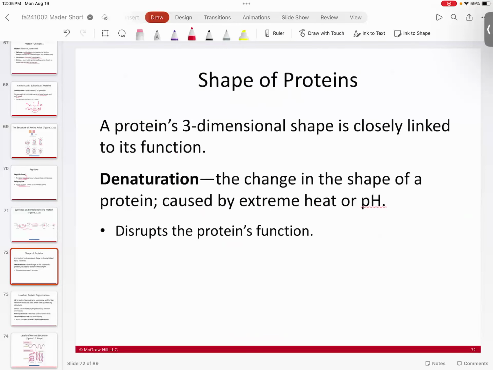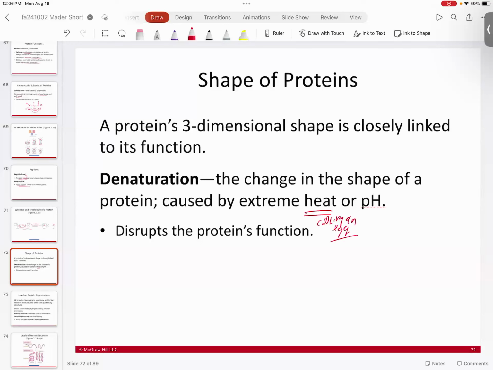Then what's going to happen is once you start to create your three-dimensional structure of proteins, the three-dimensionality is really, really important for proteins because that's basically the basis of their functionality. So if you don't have that three-dimensionality, you don't have functionality. Destroying the three-dimensional shape of a protein is what's called denaturation. And there's a couple of ways you can do that.